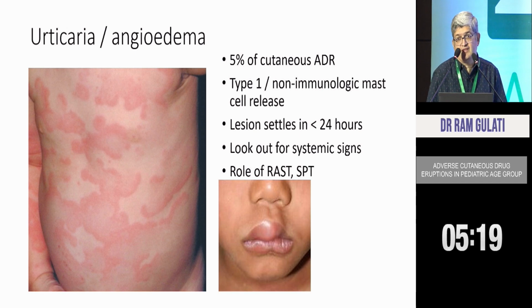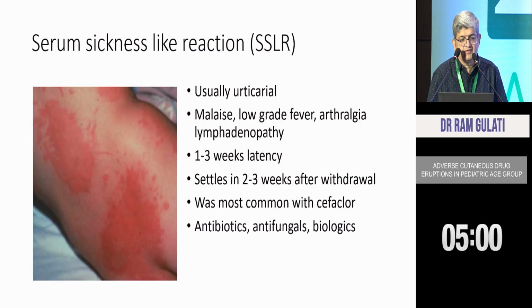Do look out for systemic signs if the child has acute urticaria. For example, if acute urticaria with bronchospasm, with hypotension, other features, you might be dealing with an anaphylaxis rather than a simple urticaria. I think the role of RAST and SPT is there in type 1 reactions, which can be utilized if you're thinking in terms of that, but we don't have a very good kit for dealing with drug-induced urticarial lesions.